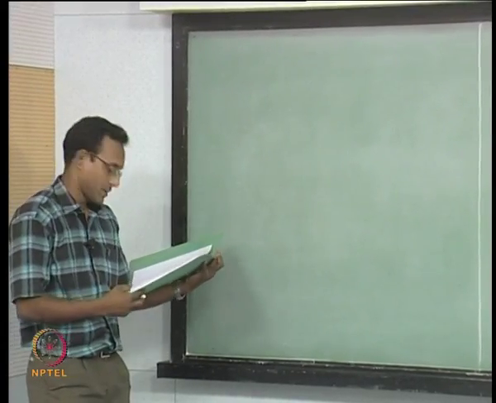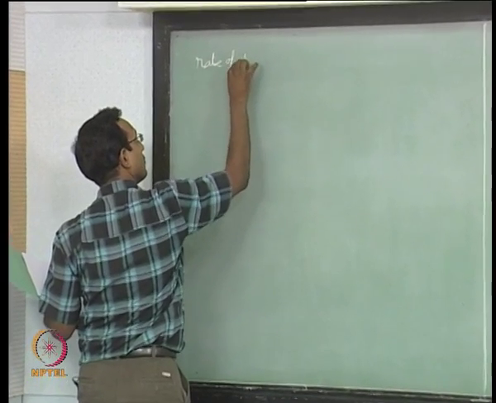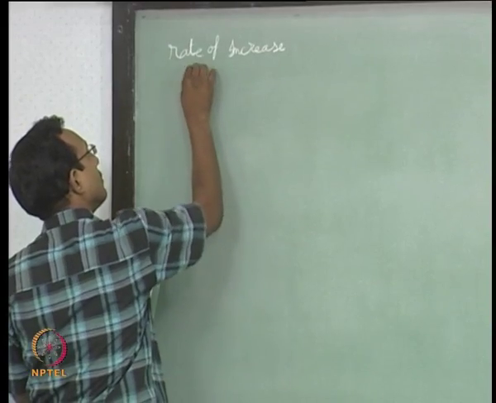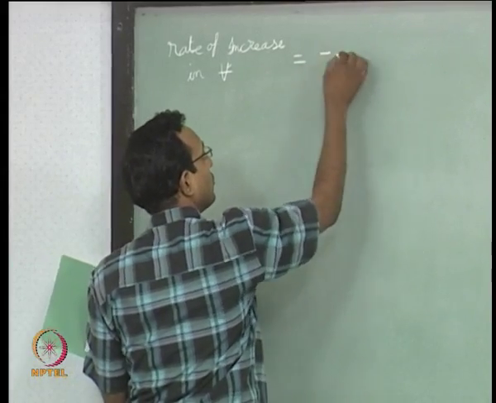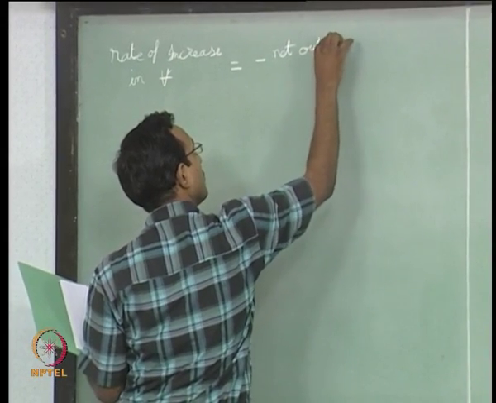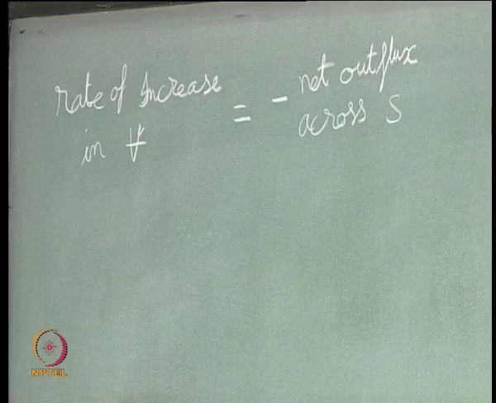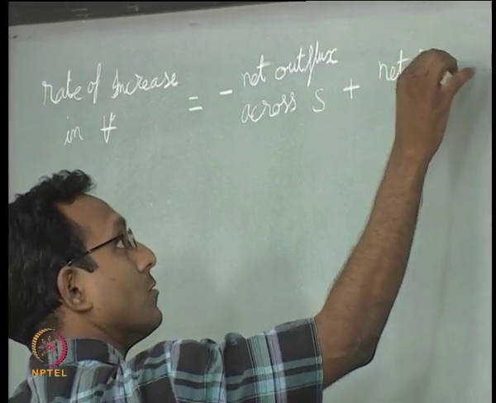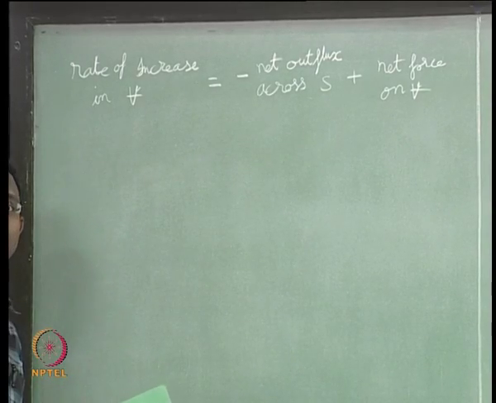So, when we said conservation of momentum, we said the time rate of increase of momentum in volume V is equal to minus the net outflux across the surface S, plus the net force acting on the volume V.